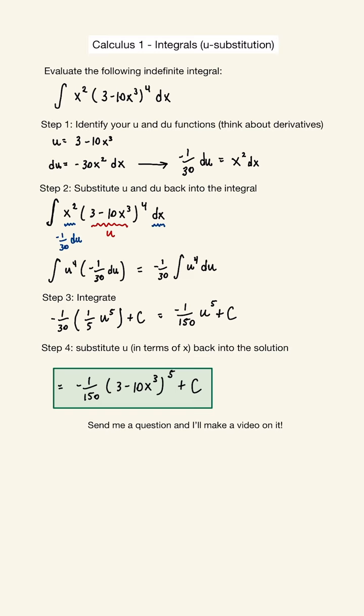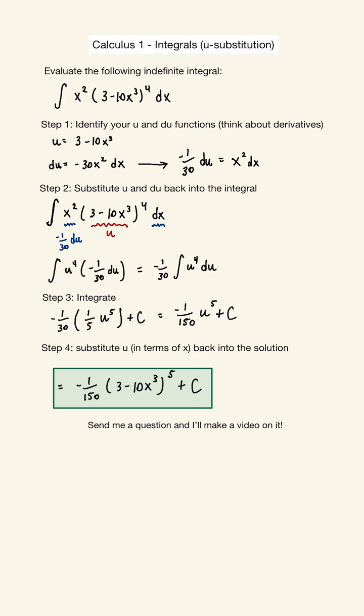And what we'll get is 1 over 5 u to the fifth multiplied by negative 1 over 30. This was just our constant that we factored out, plus c. And after a little bit of simplification, we'll get negative 1 over 150 u to the fifth plus c.